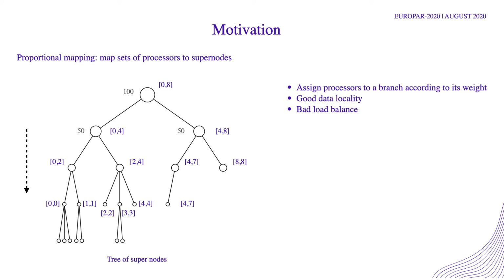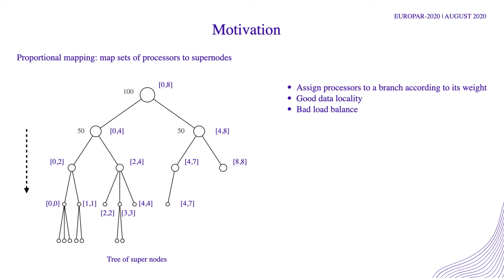Let's see an example. On the left-hand side, we have a tree of supernodes. The weight of the whole tree is 100. At the beginning, all processors from P0 to P8 are assigned to the root node. Then half of the processors are assigned to the left branch because its weight is exactly half of the whole tree. The same goes for the right branch. This process continues recursively until reaching the leaves, or until a processor is assigned to a whole branch.